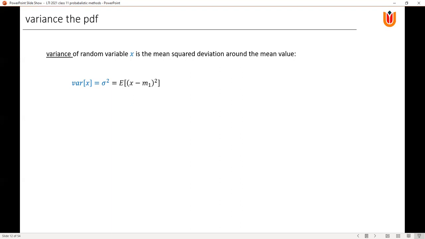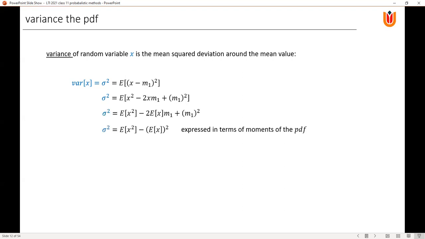The squared distance from that mean is (x minus m1) squared, and the average of that, or the expectation value of that, is called variance. So you can do some manipulations with that. Within the square brackets, you can work out the product: x squared, and then the cross term, and then m1 squared. Then the expectation values can be taken from each of these terms.